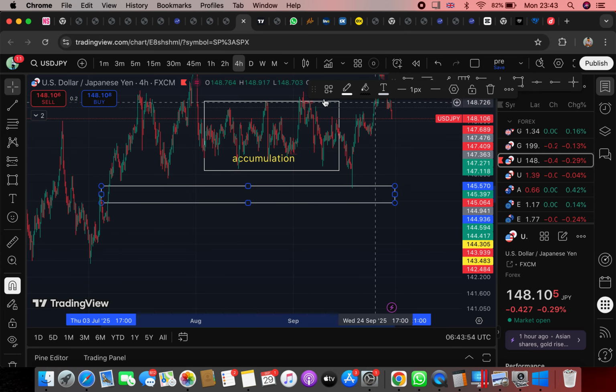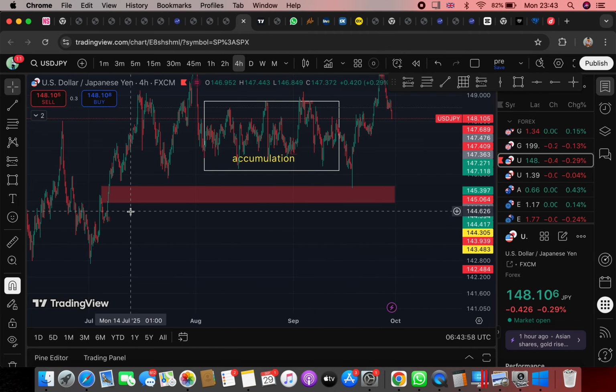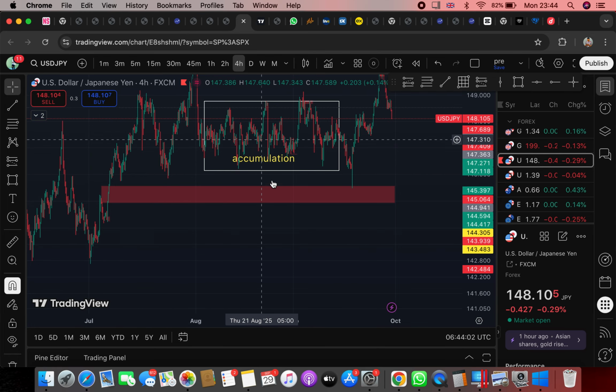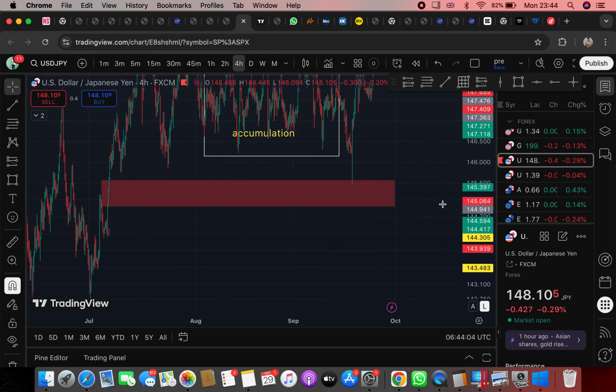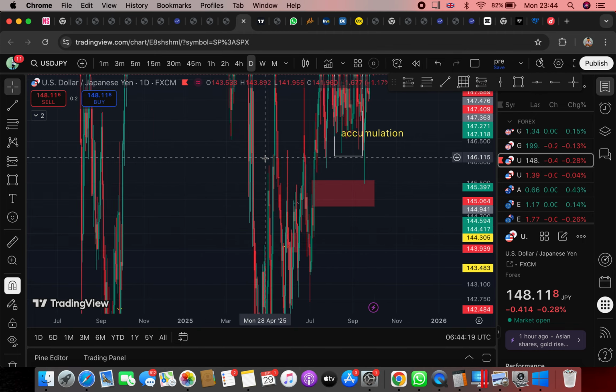Okay, let me use this red. You see this fair value gap here that was unmitigated. Look at this fair value gap now. If you notice, this fair value gap here wasn't tapped. So in order to know a valid fair value gap or a valid order block, it should be unmitigated. Okay, for you to see this, let me go to the daily time frame for you to see this fair value gap that it wasn't mitigated.